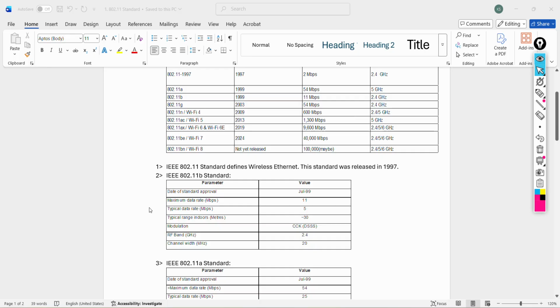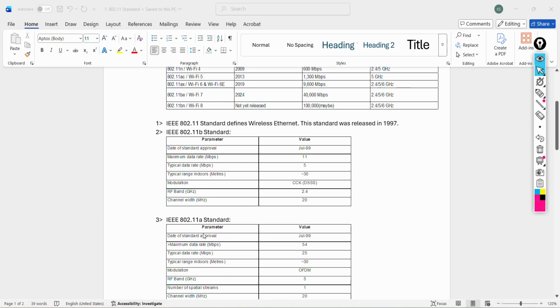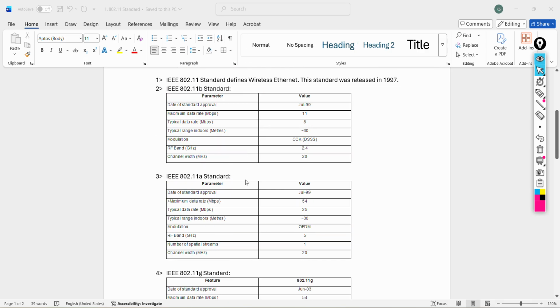Now, we will start with the IEEE 802.11b standard. It was released in July 1999 with a maximum data rate of 11 Mbps and a typical data rate of 5 Mbps. You can see all the parameters and their values here. It supports the 2.4 gigahertz band. The maximum channel width it can support is 20 megahertz.